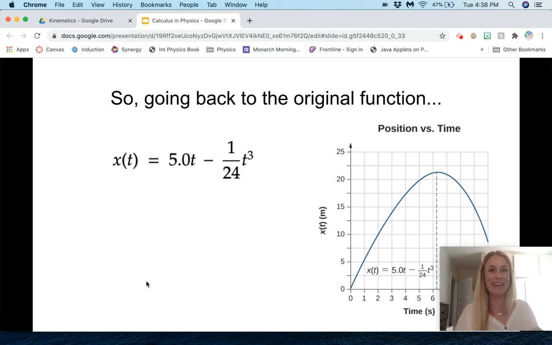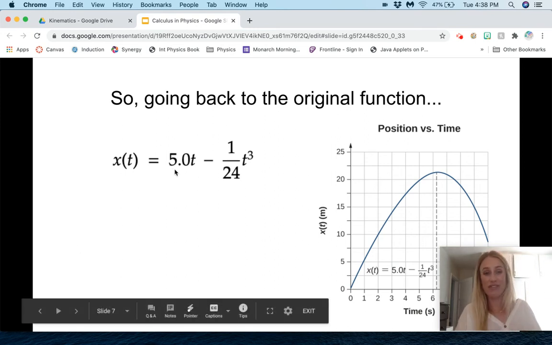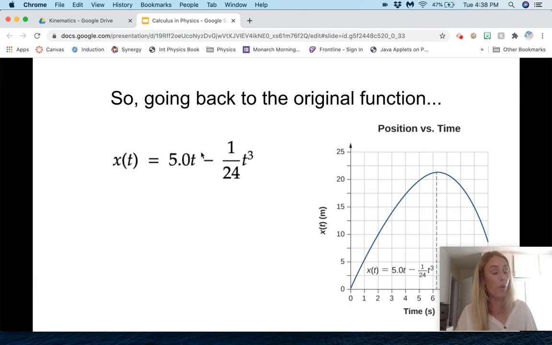That's going to be later on the next slide. So if we go back to our original function, and I'm going to take this derivative, the derivative of 5t, again, pretend like there's a 1 right here. We multiply 5 by 1 and then subtract 1 from that. So t to the 1 minus 1 is just t to the 0, which is 1. So we get 5 for the derivative of this part, minus 1 over 24 times t cubed.